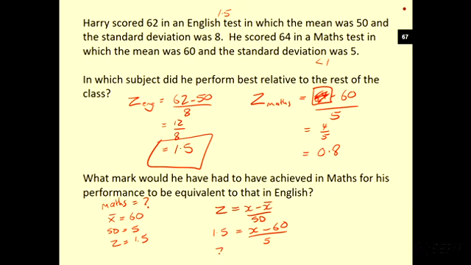5 times 1.5, that's 7.5, equals x minus 60. A tiny bit of algebra left to get rid of that minus 60. Let's add 60 to both sides. That becomes x equals 67.5. So he got 64, but if he got 67.5 in maths, he would have got a Z-score of 1.5 and had equivalent performances. Done.